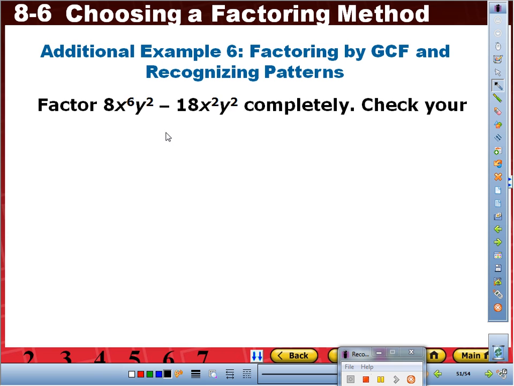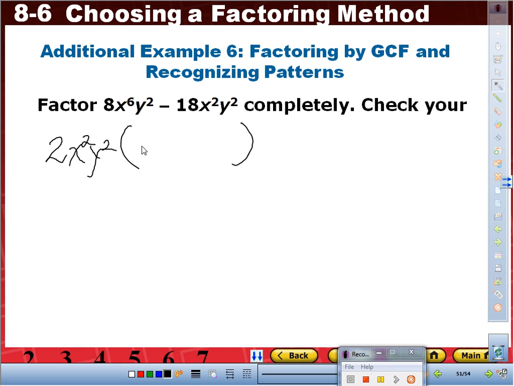Once again, GCF. Let's see. What number divides this term and this term? Is it 2? Okay, we got 2. What variable is found in both terms? X to the second. Do you see how both of them have at least an x to the second? What else? Y to the second. So there it is. So now let's simplify that. Let's see what we have left.